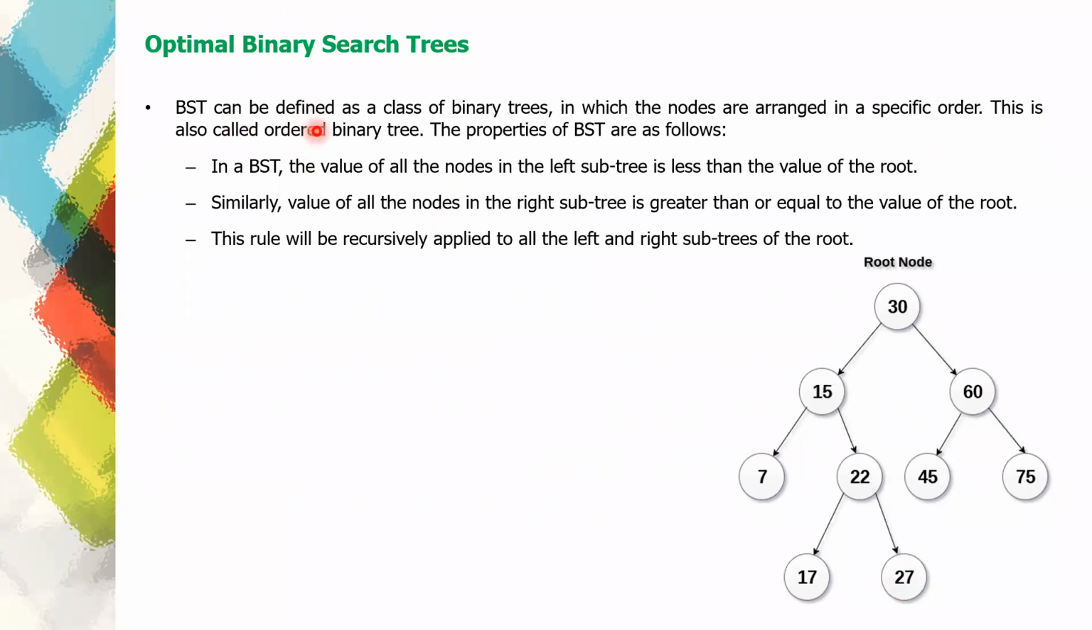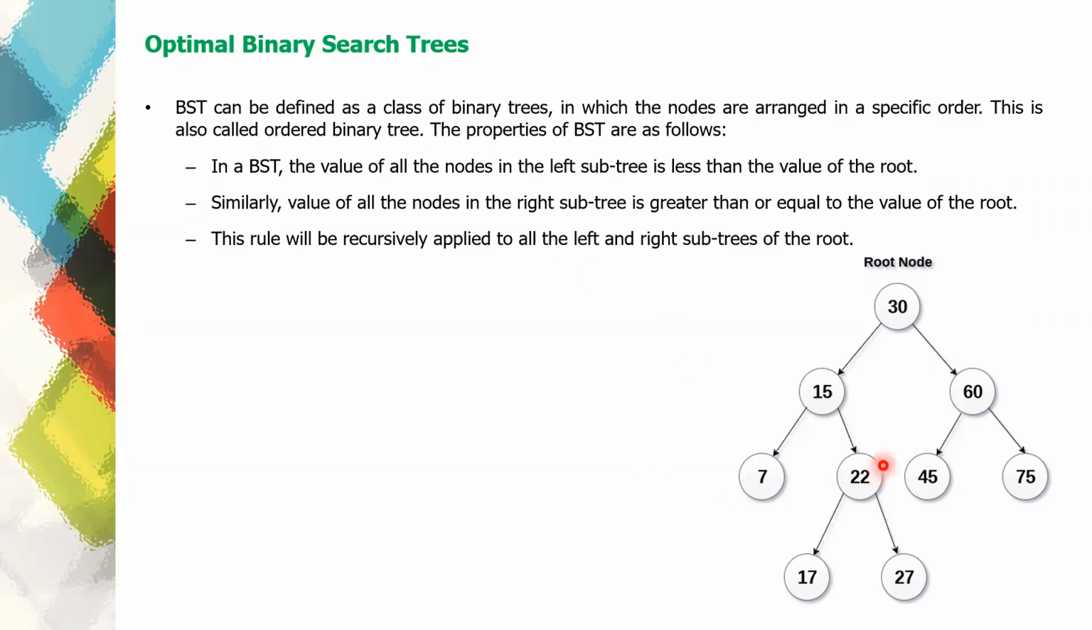A binary search tree is a binary tree in which the nodes are arranged in a specific order. And hence the binary search tree is also called an ordered binary tree. A binary tree is called a binary search tree if the following properties are satisfied. The properties are recursively applicable on the left and right subtrees of the root.